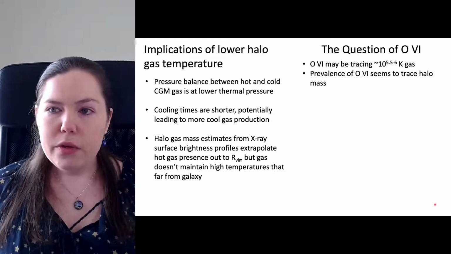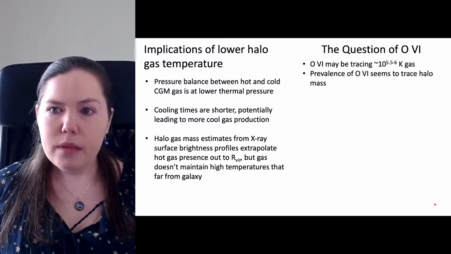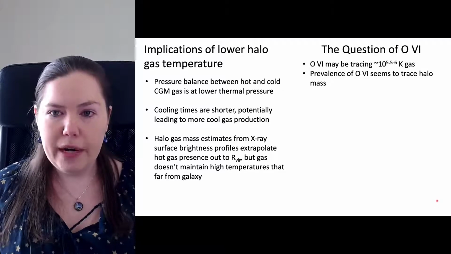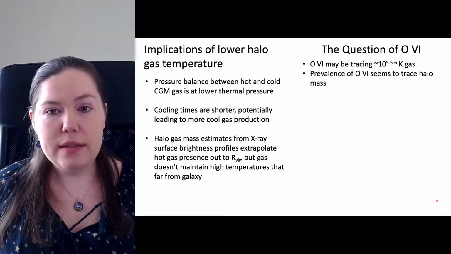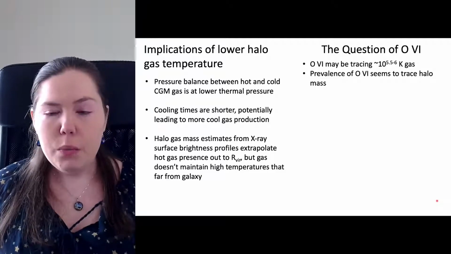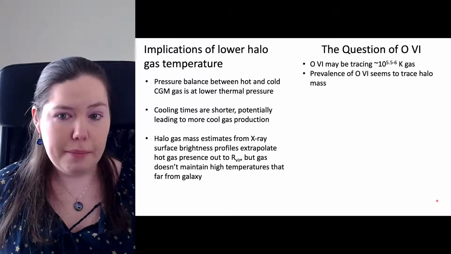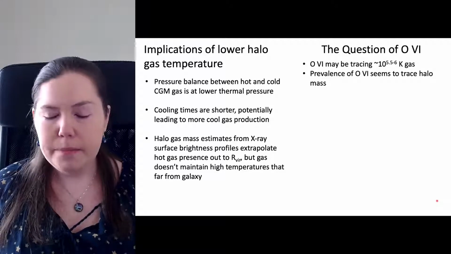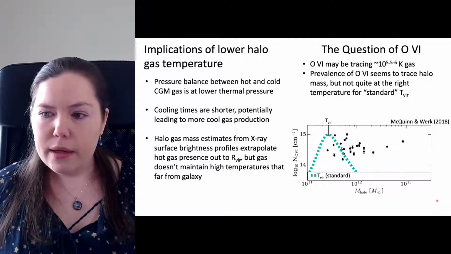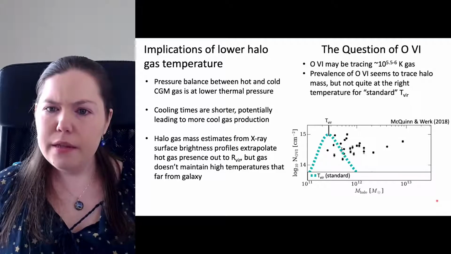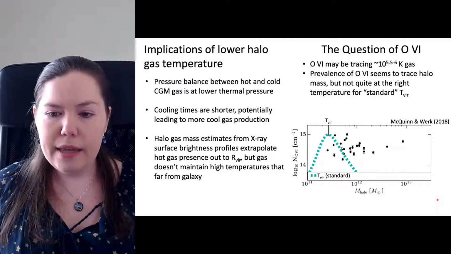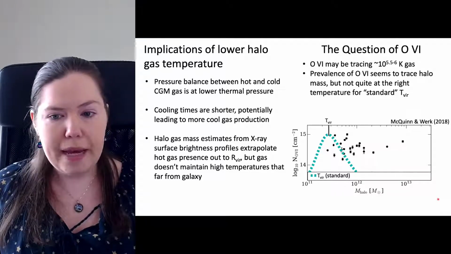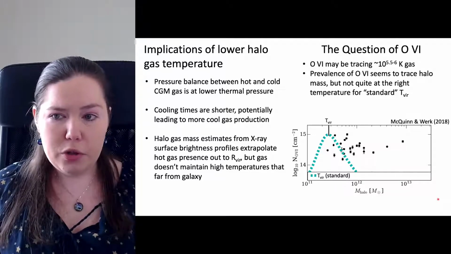And in particular, there's a question of oxygen-6. Oxygen-6 may be tracing a sort of intermediate temperature gas, and it appears that the prevalence of oxygen-6 traces a certain halo mass, which may indicate that it's tracing the virial temperature of gas within that halo mass. However, as McQuinn and Werk 2018 pointed out, it doesn't quite work out just right, where the O6 is seen at a slightly higher halo mass than you would expect from a standard virial temperature assumption.